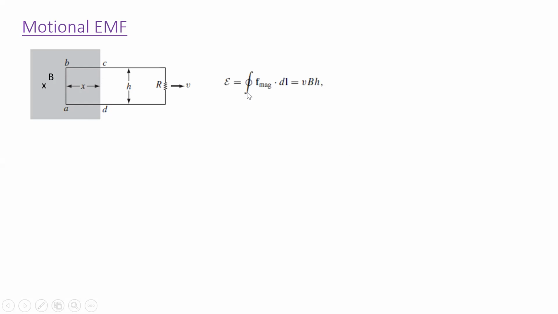So the EMF would be the line integral of the force from the source, which here is the magnetic force, dot dl, and that's going to be equal to, well, the magnetic force would be QvB.